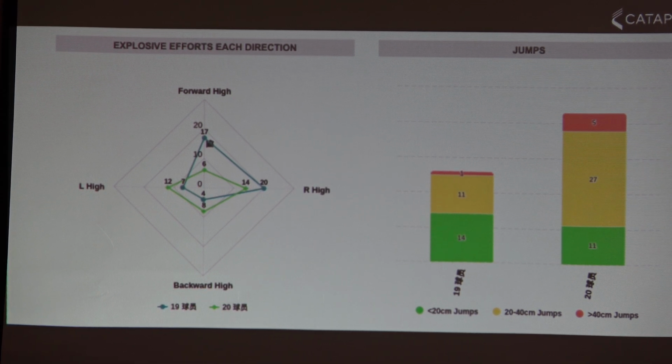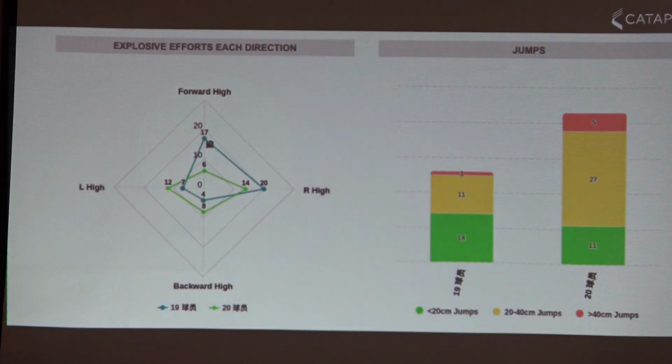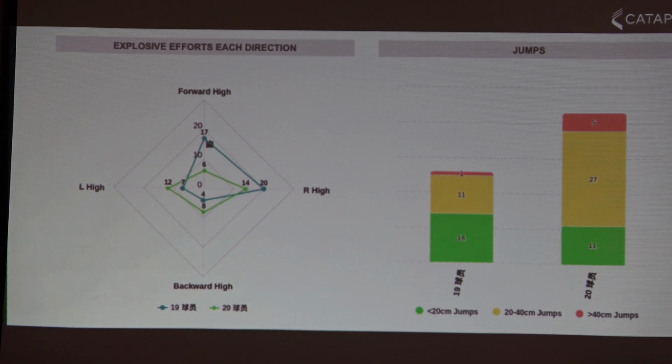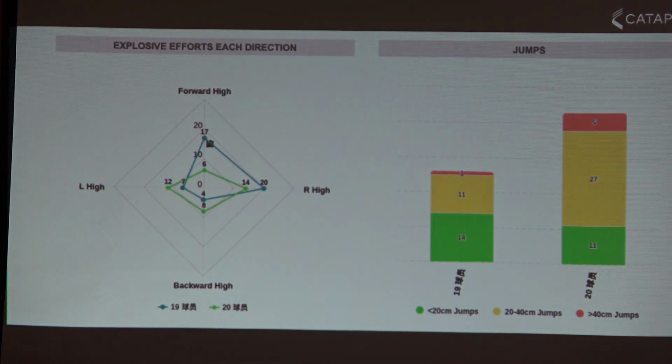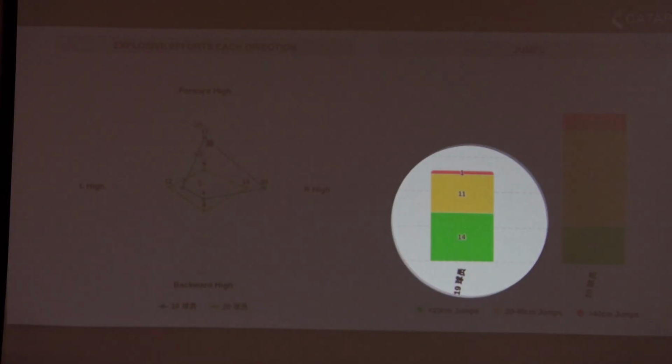So you have two types of goalkeepers. One type does a lot of dives, stays on the line, and doesn't go out. And there's also another type of keeper that doesn't do a lot of dives, but you see a lot of explosive efforts, which indicates that they really like to go out and control the box.